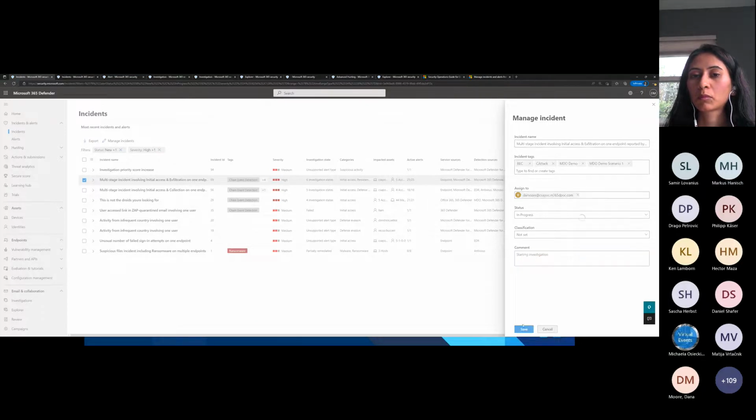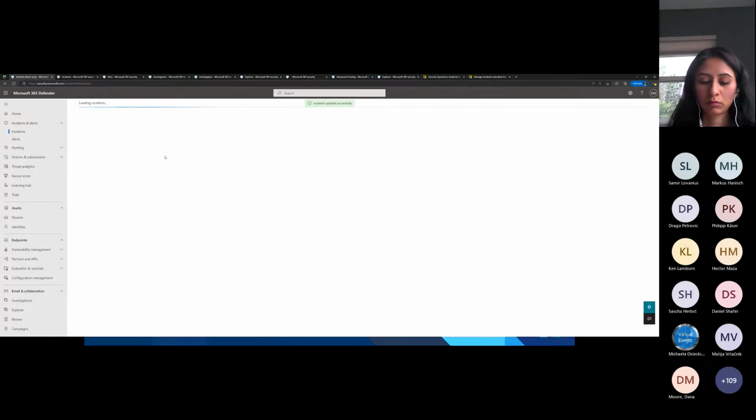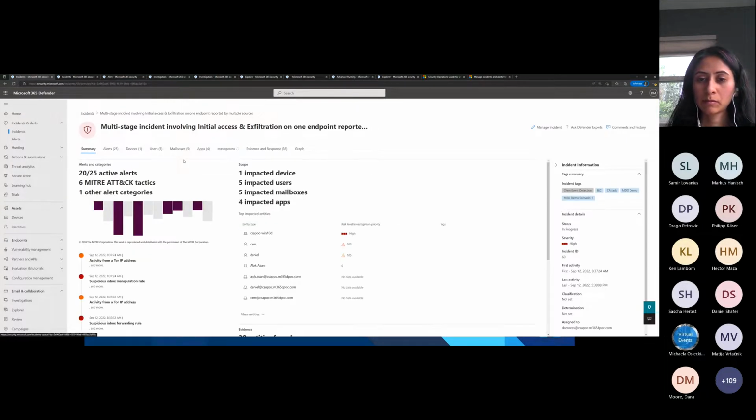Okay. So other team members can see, hey, this is actually taken care of by somebody, and we can start looking at what's happening here. If you open the incident, you end up in a summary page, which is designed to show you at a glance what's impacted, what's the story, how many alerts we fired, what's the severity, when it started, and when was the last activity.